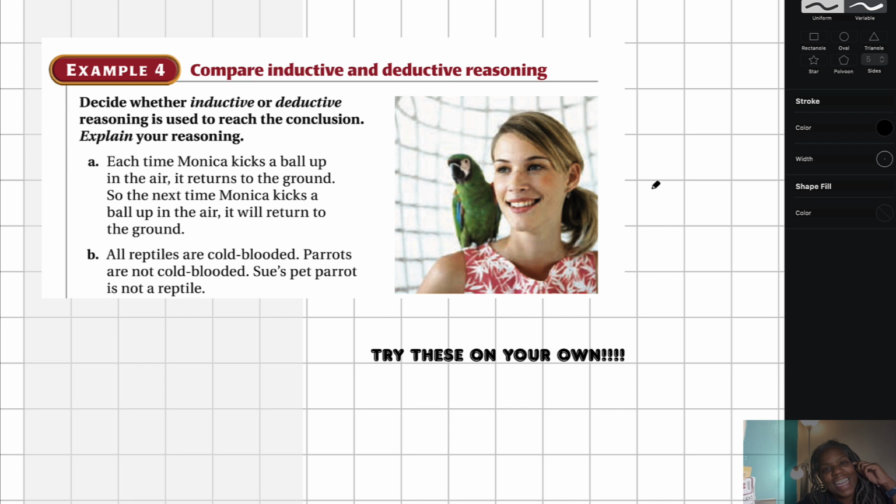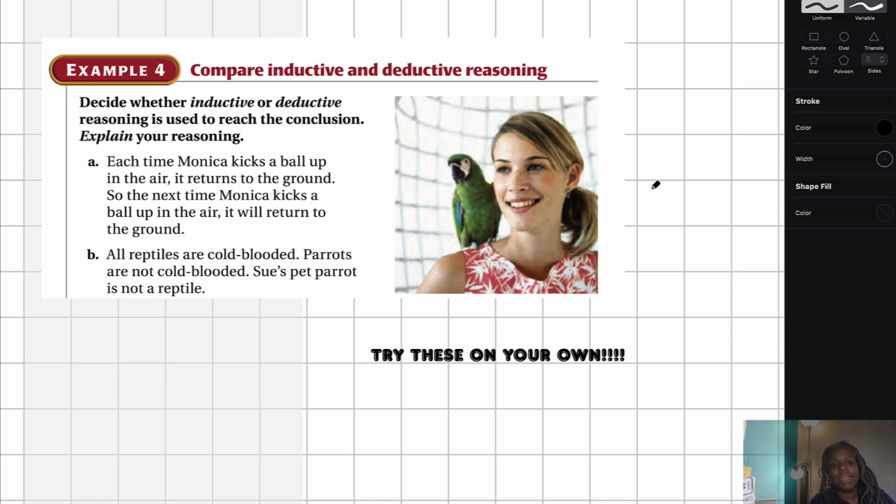Now that we've looked again at inductive reasoning, let's go ahead and compare inductive and deductive reasoning. So we're going to decide whether inductive or deductive reasoning is used in each to reach the conclusion, and then we'll explain which one we think and why.